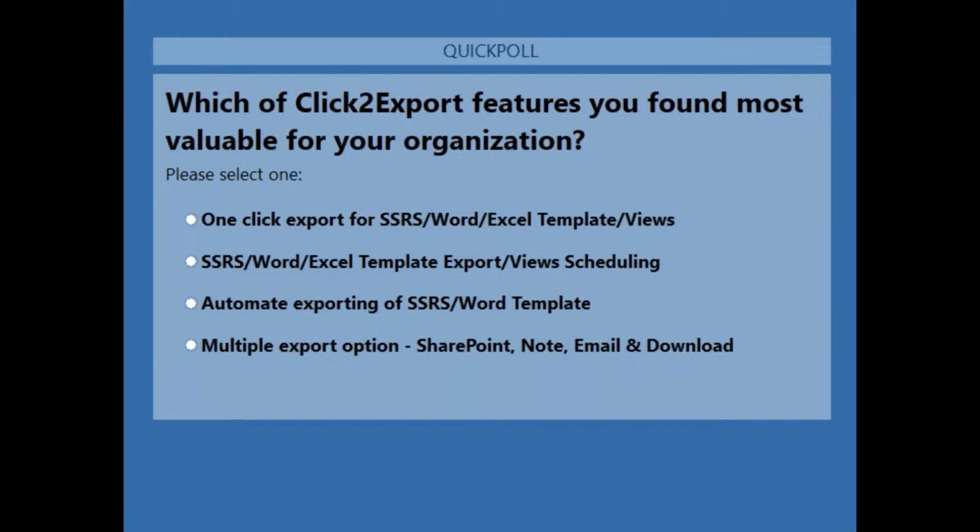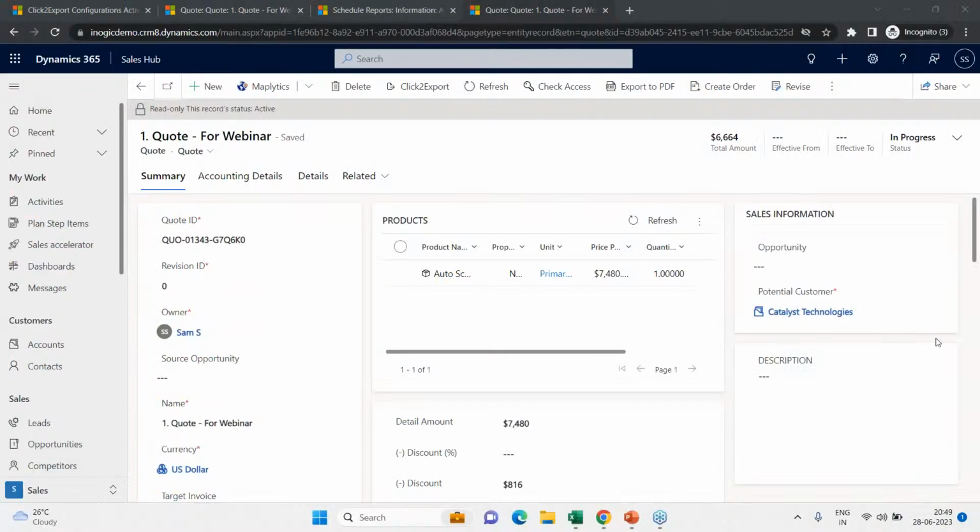Oh, I've already started getting the votes. Multiple export option, automate exporting of automation. Like I had mentioned, everybody loves automation, right? So thank you guys, thank you for casting the vote. The clear winner right now is automating the exporting of the SSRS or the Word templates.